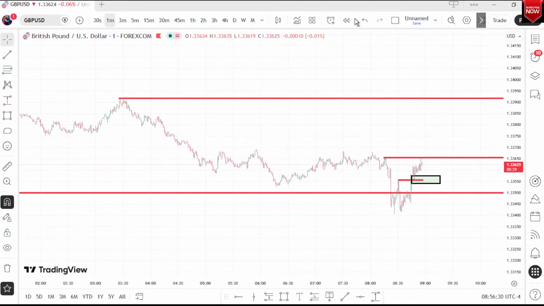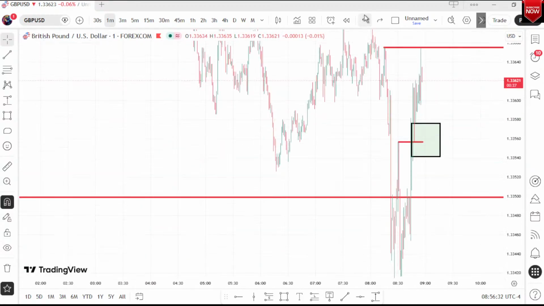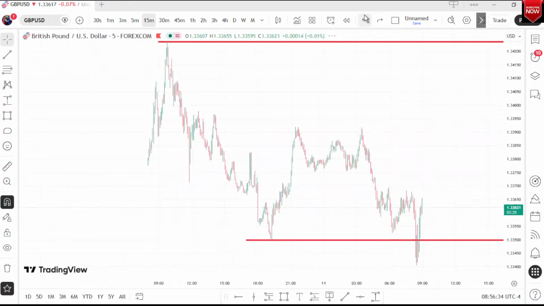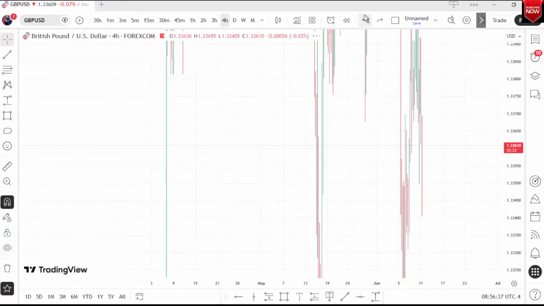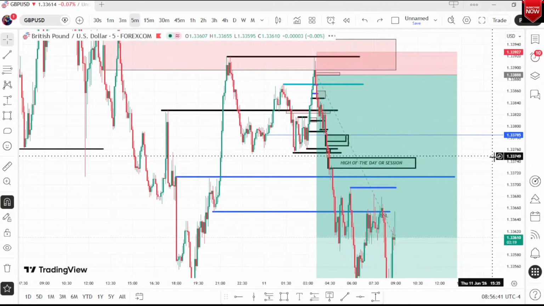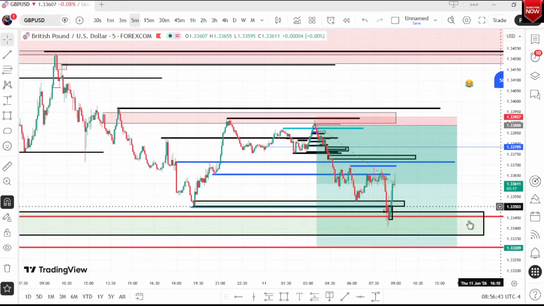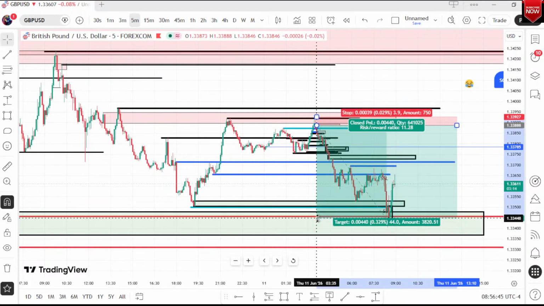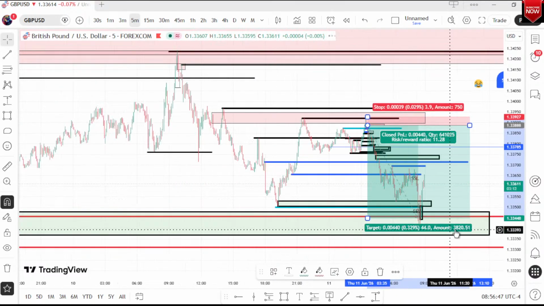You've seen how that price action just moved clearly. Let me show you. You've seen how that price action just moved clearly. You see, let me show you. It was there, but the sell side was here.